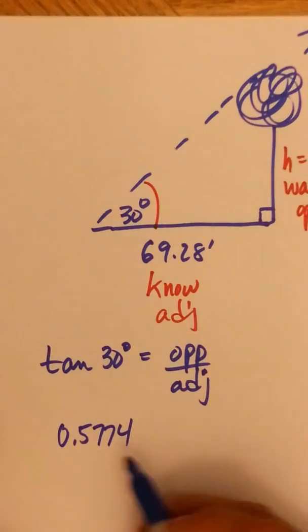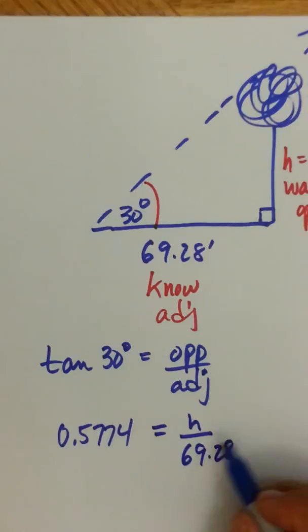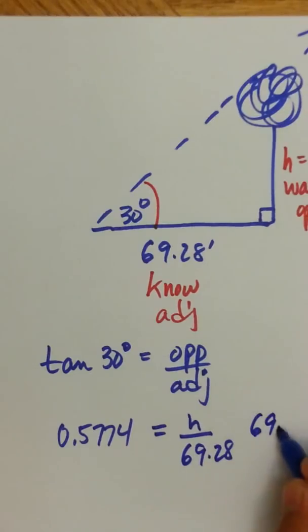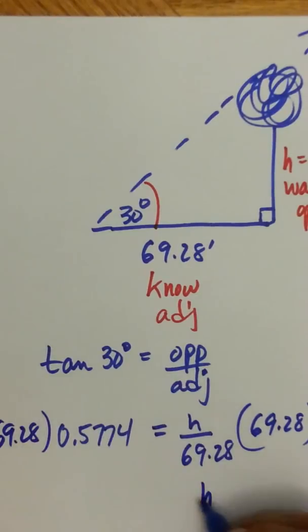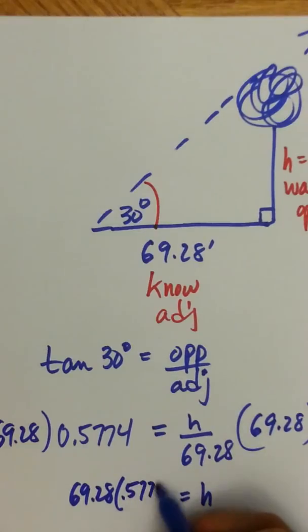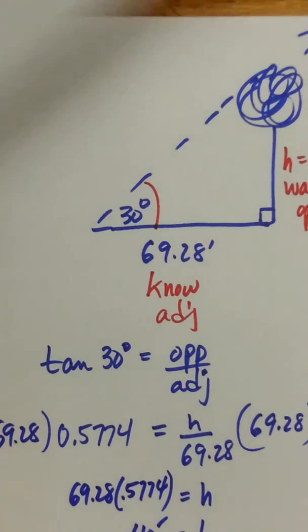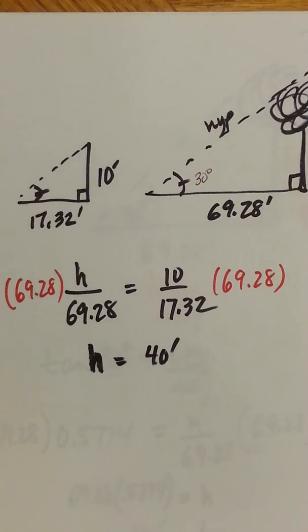All right, so now I know this. The opposite is what I want to know. The adjacent is 69.28. Now to solve this, just multiply by 69.28. And now H is 69.28 times 0.5774, and you will get 40 feet, which is what we started with using the similar triangles. So that's how we go from similar triangles to trigonometric ratios.